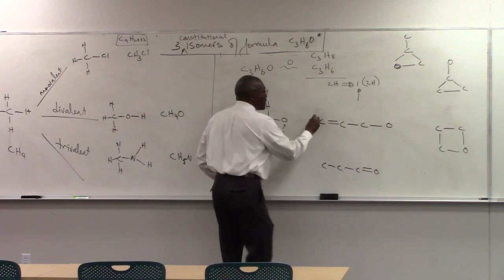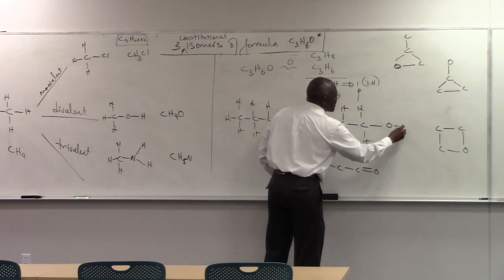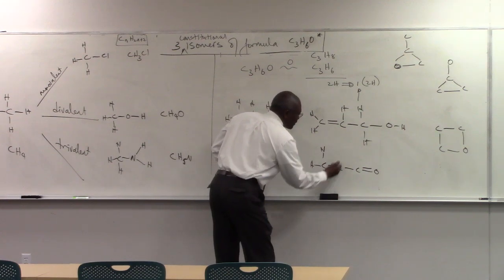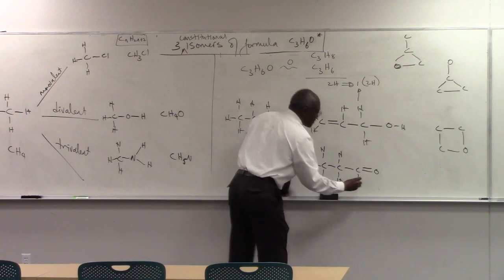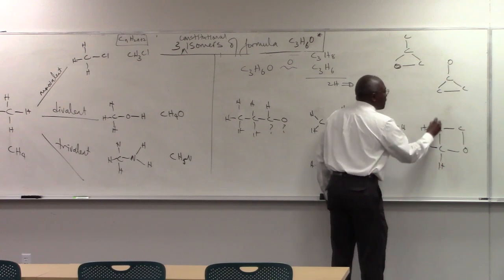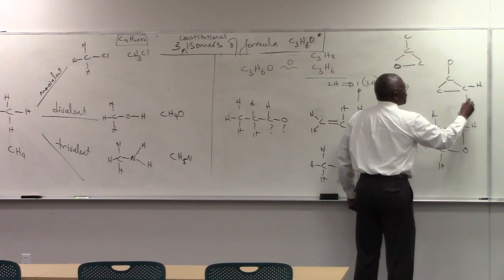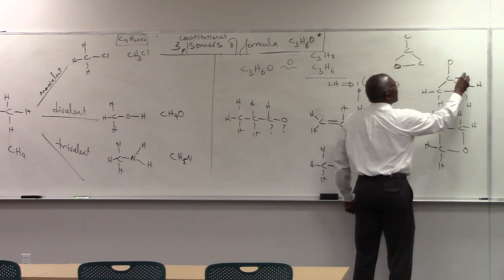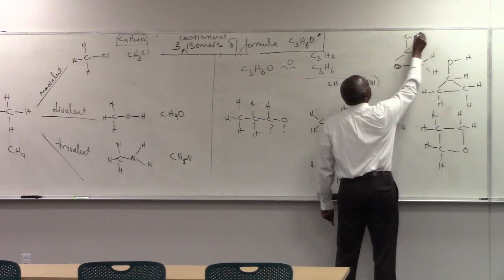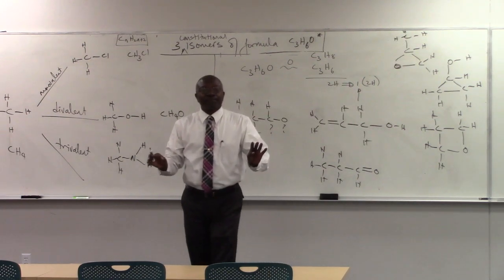So complete the valences. 1, 2, 3, 4, 5, 6. We're good. Nothing here. We're good. Each structure works out to 6 H's. And there's no mystery.